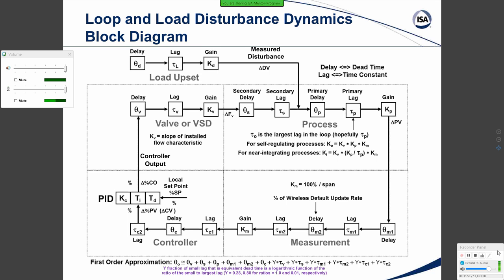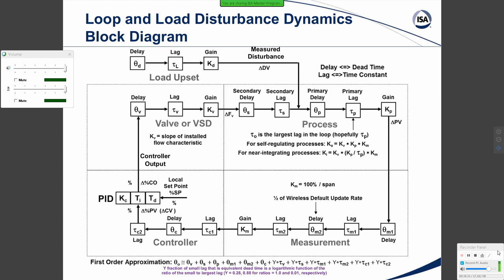And way back in the 70s, these guys, which are now fully appreciated, Ziegler and Nichols, came up with a very nice plot of what that fraction is and how it changes relative to the size of the small time constant to a large time constant. Here I say that the Y factor changes at the very bottom of this diagram from 0.28 if the ratio of the small to large is 1, to 0.88 if the ratio of the small to large time constant is 0.01. So you see, for very small time constants, we can effectively say they're like dead time.